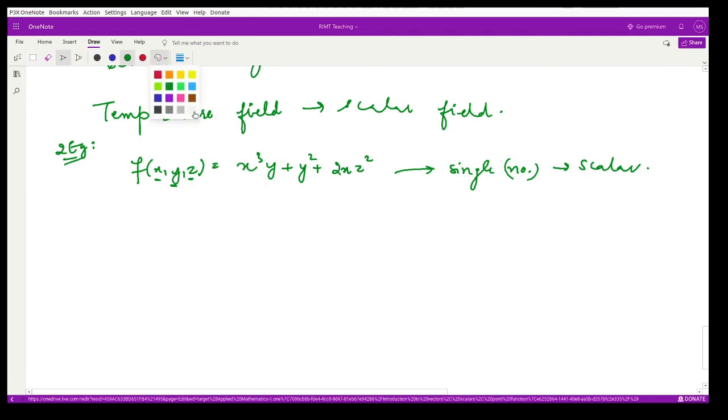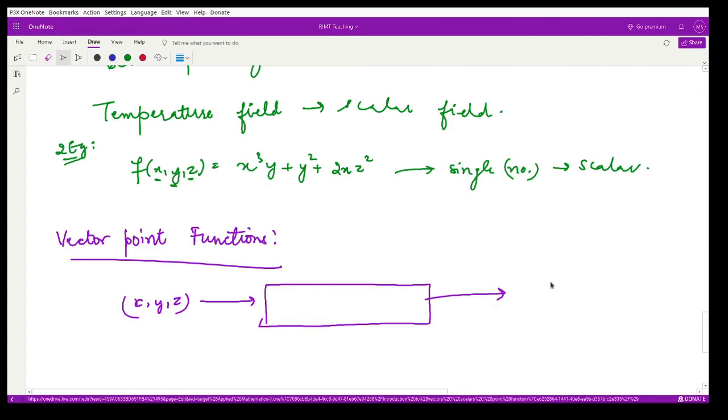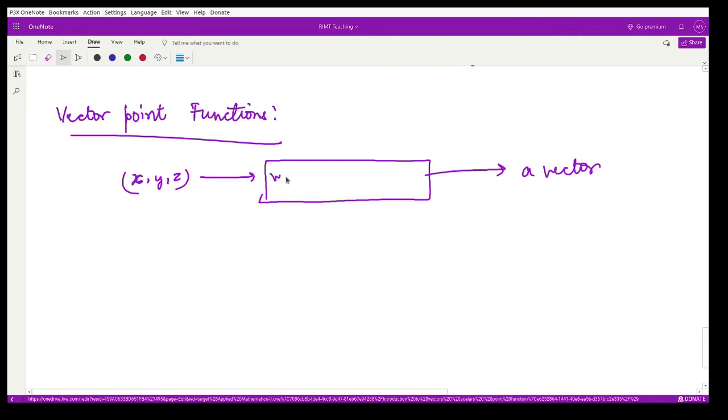And similarly, we can define the vector point functions. Now, what is a vector point function? Here we say if you input the point x, y, z into this function, which is a vector point function, so you will have the output as a vector here. So that means you are taking a point in 3 dimension and you are inputting it into this function. This is the vector point function. So you are obtaining a vector. So this is known as vector point function.